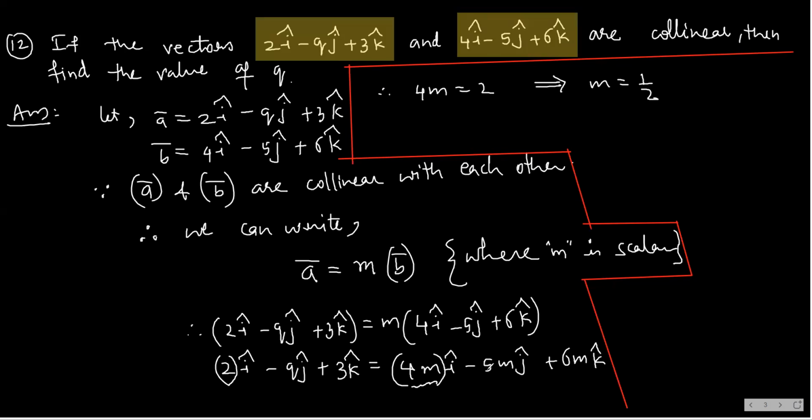Okay, then look at this. The coefficient of J cap is negative 5m, and here the coefficient is negative q. So what would I write? I will write negative 5m equals negative q, and this m value we have already found. First of all, this negative sign will cancel. I will have 5m, which is 5 times 1 by 2 equals q, and I got q value as 5 by 2. I hope you followed it.